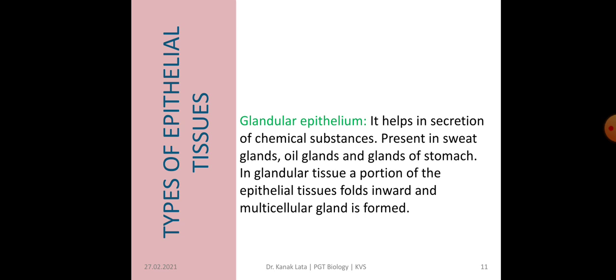Now the last one is glandular epithelium. Glandular epithelium means it has glands that secrete something. So it helps in secretion of chemical substances, and they are present in sweat gland, bile gland, glands of mouth, and all these are helpful in secreting substances. In glandular tissue, a portion of epithelial tissue folds inward, and by folding they form a multicellular gland, through which secretion takes place.